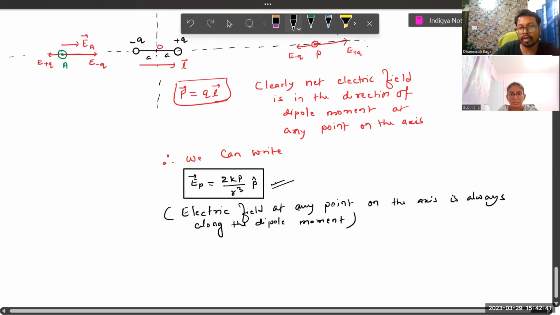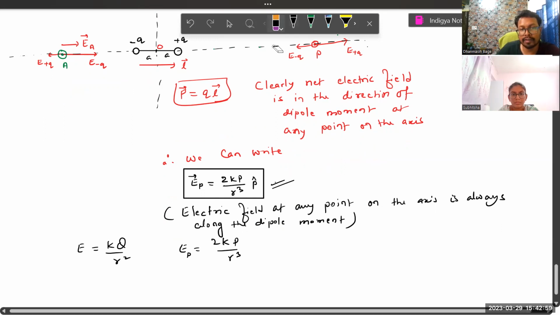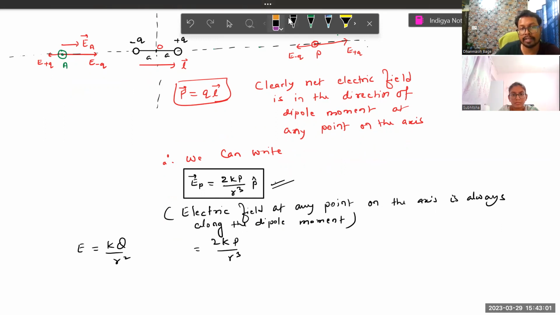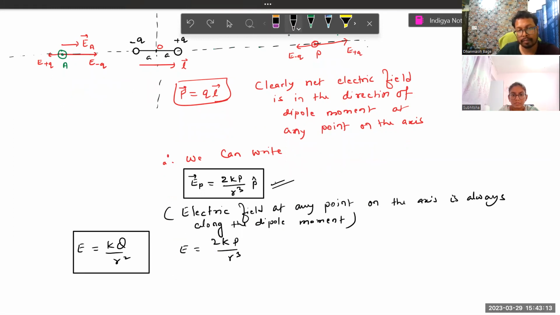One thing is very, very important. Field due to a point charge is equal to what? kq by r square. And field due to a dipole is equal to what? 2kp by r cube. So it is different. Just by looking at it, you can say whether it is the field set up by a dipole or a point charge. This is a point charge. This is a field due to a dipole.